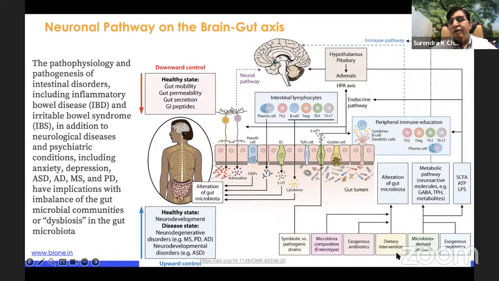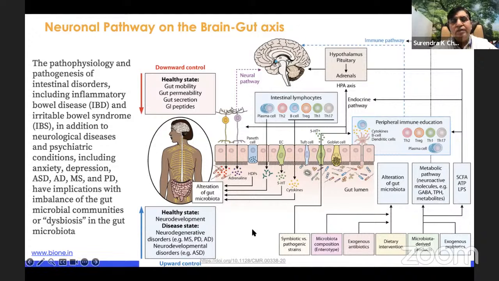Now there are dietary interventions. Whatever diet you take plays a very important role based on the enterotype, and the microbiota-derived products and exogenous probiotics that we use improve these functions, going into the endocrine pathway, the HPA axis, and brain communication. Here there is the vagus nerve. When you have downward control, your gut motility, gut permeability, and secretion of GI peptides decrease, which leads to a healthy status.